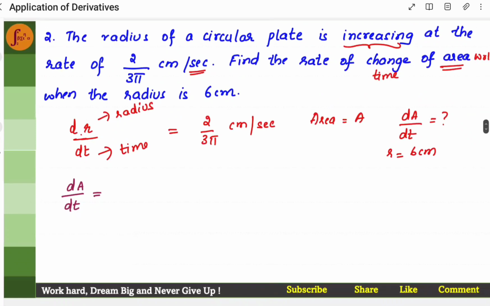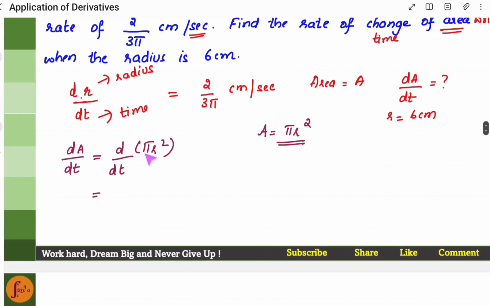What is the area formula? We'll have to remember the area formula. What is the area of a circle? Area of a circle is pi r square. This is the formula. So d by dt of area. What is area? Pi r square. This formula we'll have to remember. Now let's differentiate this. What is the derivative of pi? Pi is a constant. Pi is a number. So just leave it like that. What is the derivative of r square? R square is 2 into r.